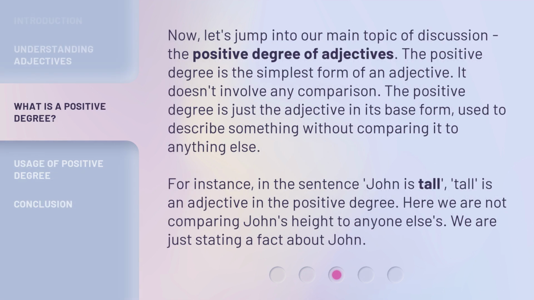Now, let's jump into our main topic of discussion, the positive degree of adjectives. The positive degree is the simplest form of an adjective. It doesn't involve any comparison. The positive degree is just the adjective in its base form, used to describe something without comparing it to anything else. For instance, in the sentence, "John is tall," tall is an adjective in the positive degree. Here we are not comparing John's height to anyone else's. We are just stating a fact about John.